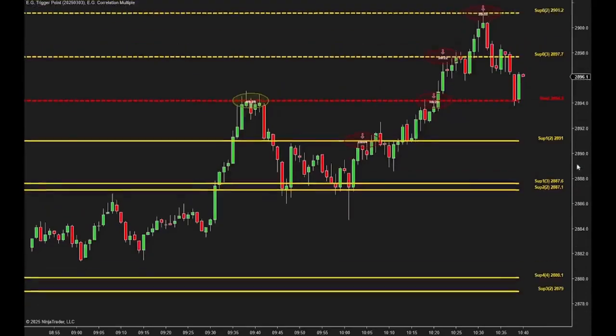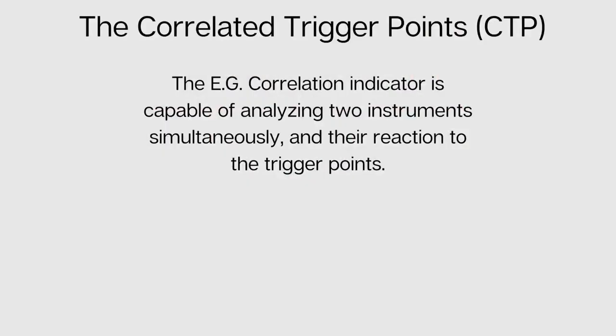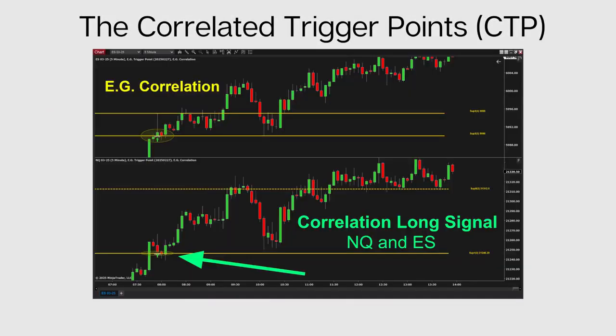So you saw the EG correlation indicator we developed. It is capable of analyzing two instruments simultaneously and the reaction to their trigger points. And the indicator produces signals accordingly. So this is a good example of ES and NQ where a long signal was generated. You can see the signals mostly do not lag.